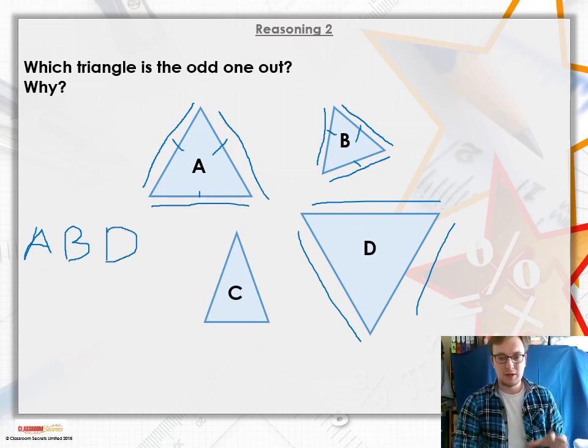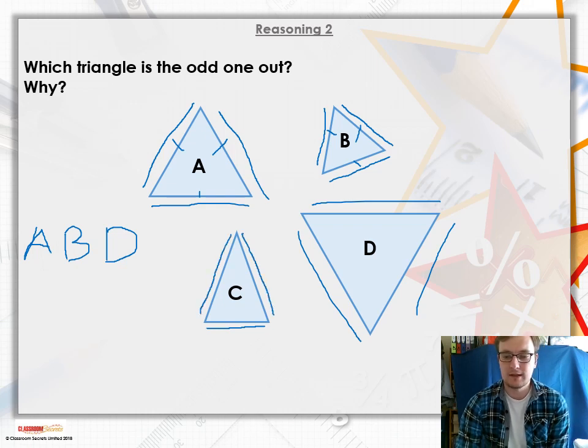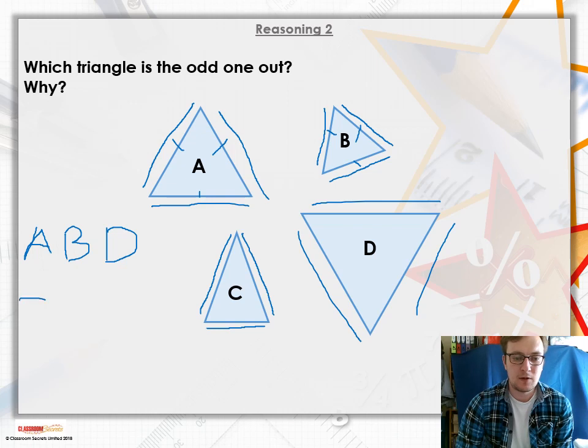And just because we're mathematicians, let's double check that C is the odd one out. So C here has 1 short side here and 2 equal long sides there. So C would be the odd one out because it's an isosceles triangle.